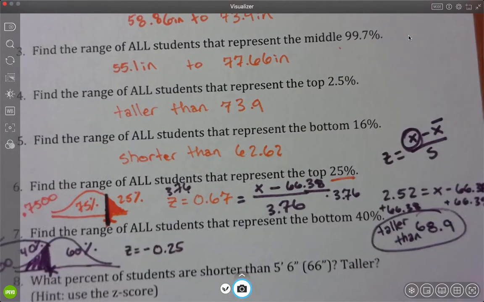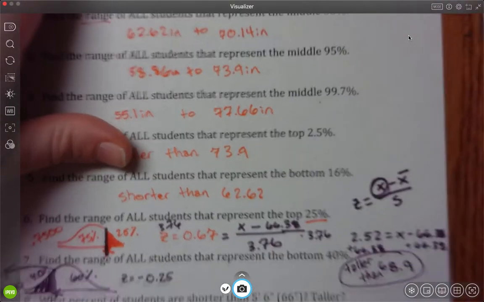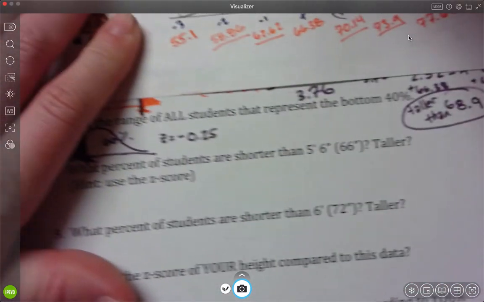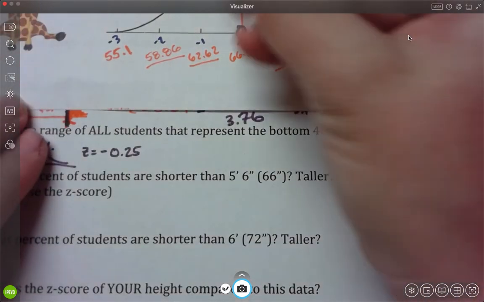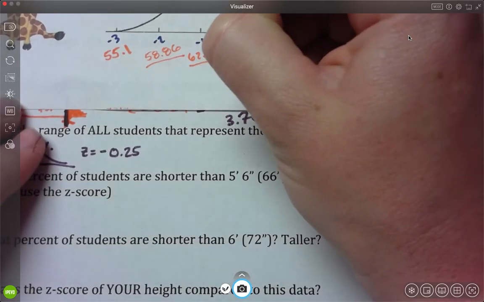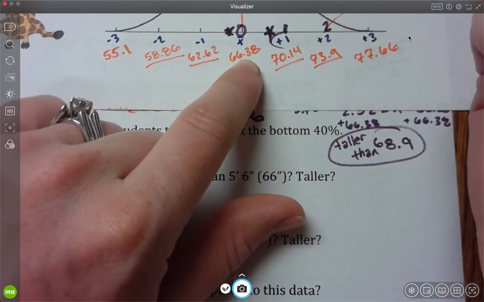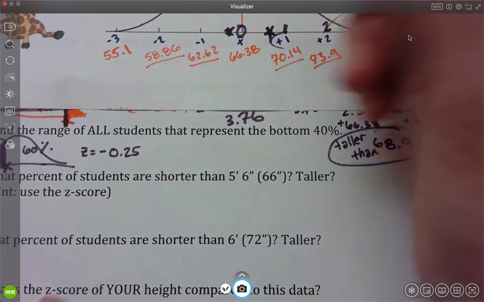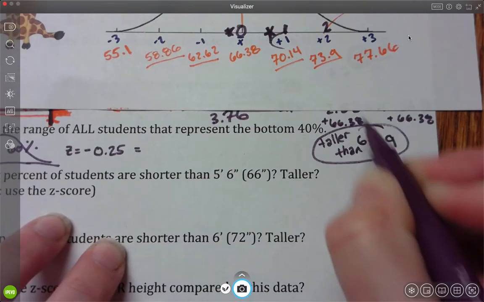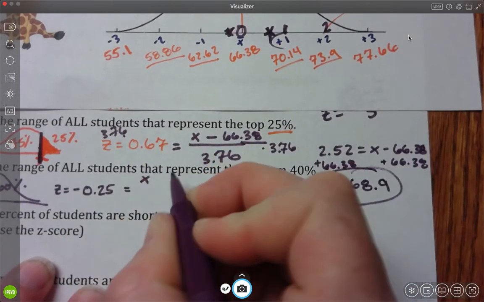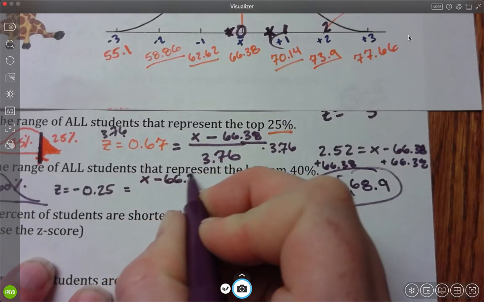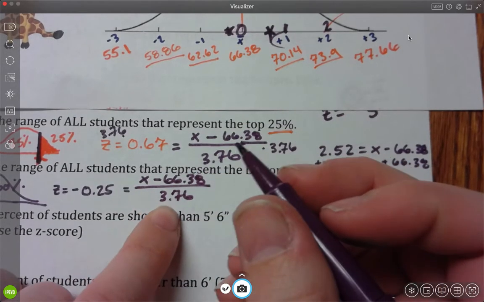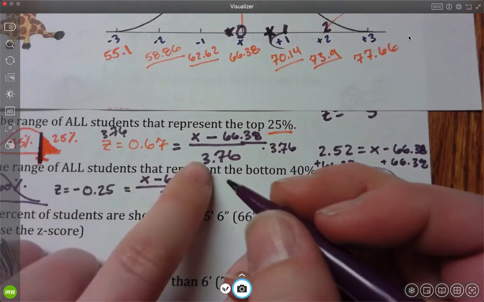So again, we're looking for a number. If I bring my bell curve down, let's pull him all the way down here. Negative 0.25 is going to be a number about right here. So really close to 66.38, but not quite as low as 62.62. So I'm going to do the same thing as I did up here. I need to figure out what that height is. So x minus 66.38 divided by 3.76, and then I'm going to multiply the 3.76 over and add the 66.38.